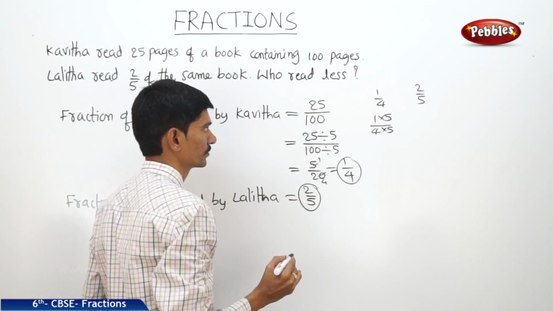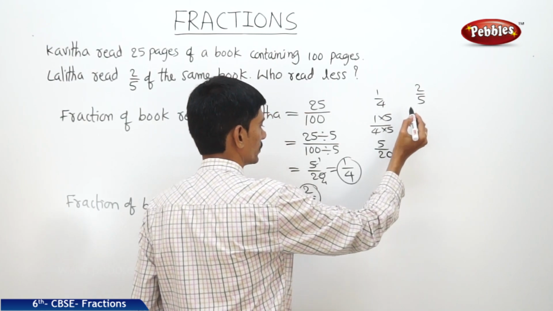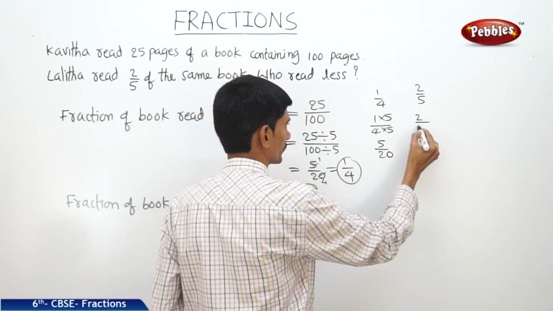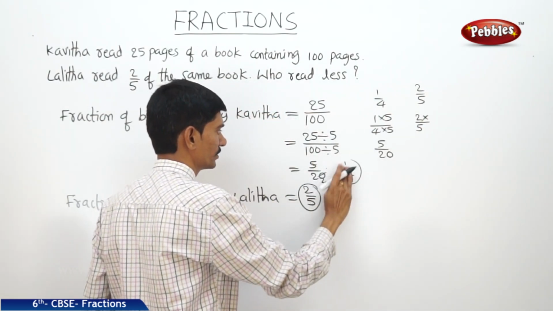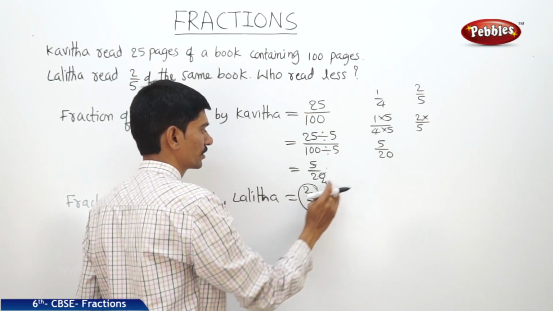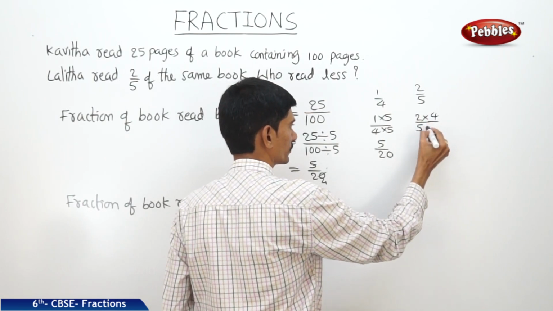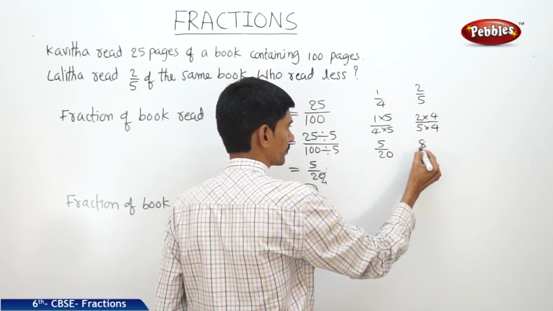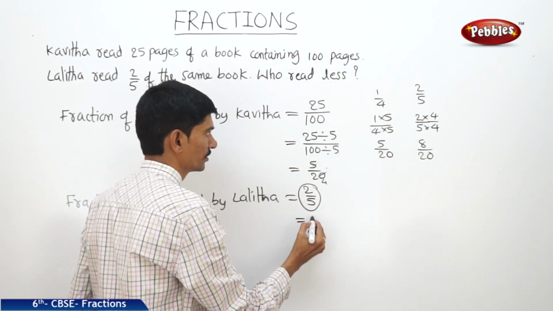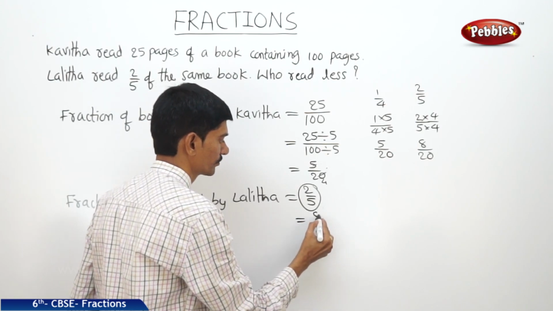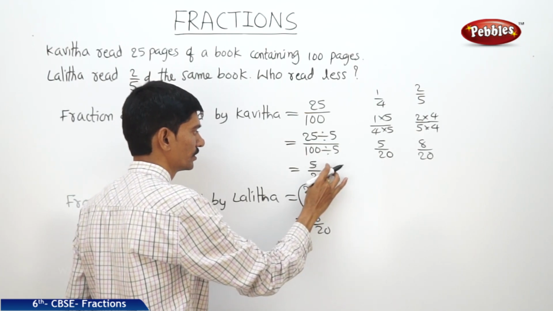So then we get 1 5 is 5, 4 5s are 20. And here 2 by 5 means we can take the same fraction 5 by 20 as it is, and to make the denominator of 2 by 5 as 20, we multiply both by 4, so 2 4s are 8 by 5 4s are 20. So then 2 by 5 is the same as 8 by 20, and 25 by 100 is the same as 5 by 20.